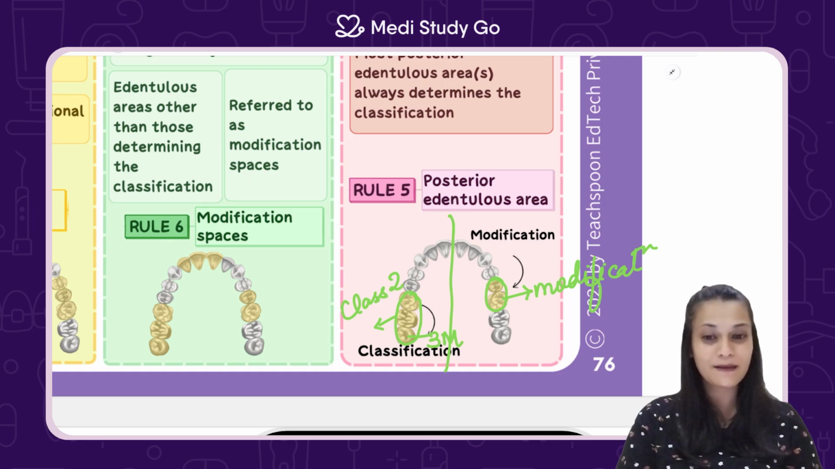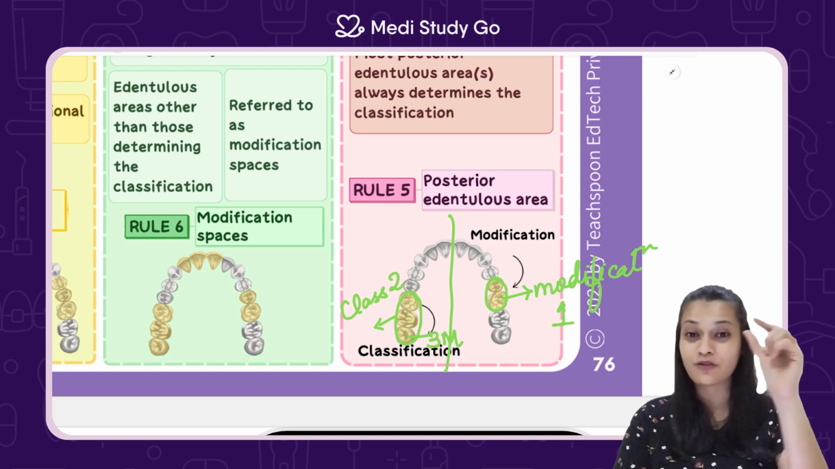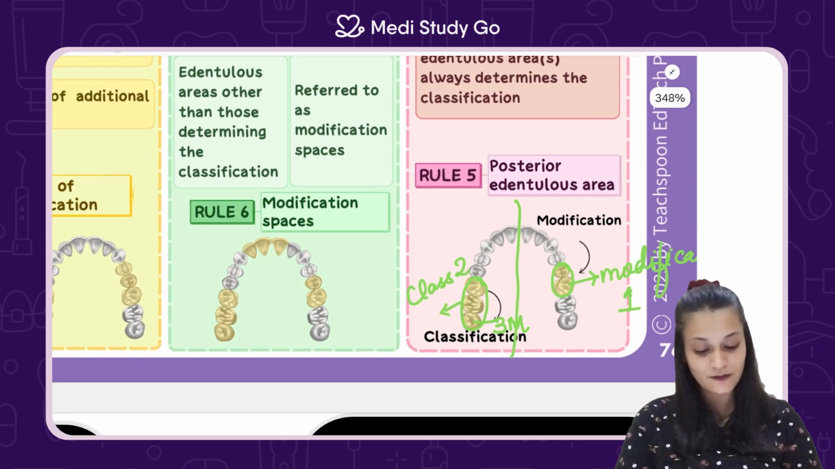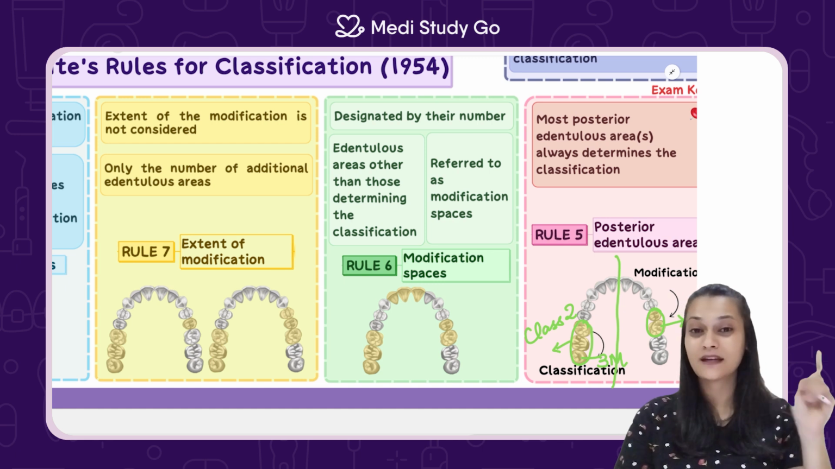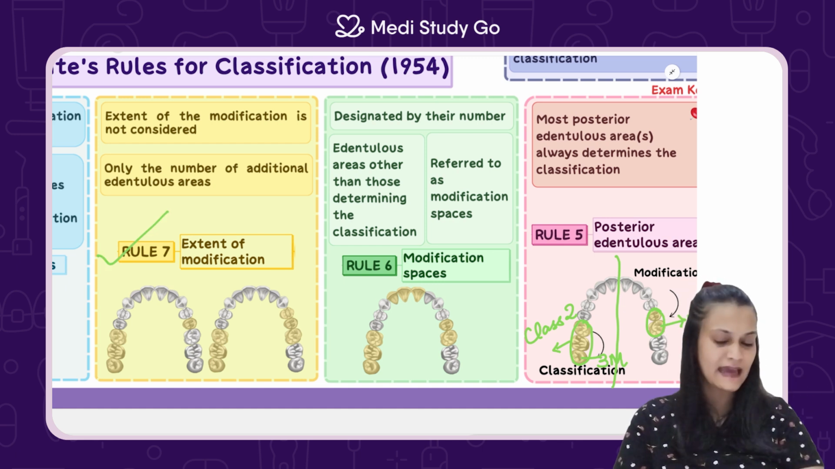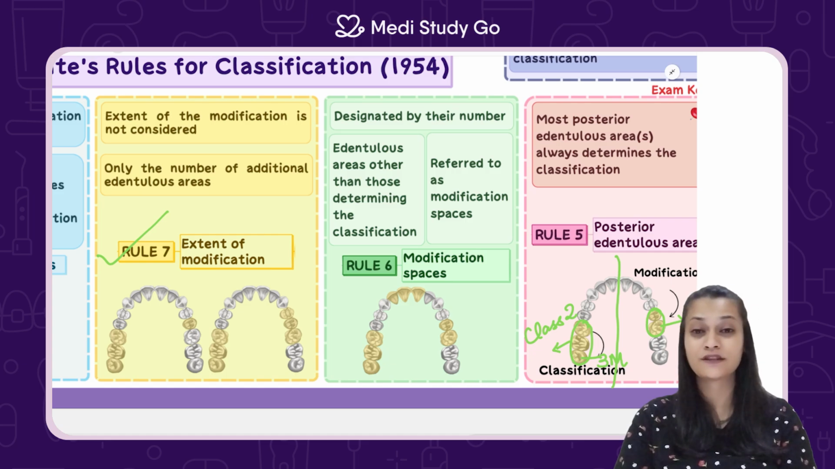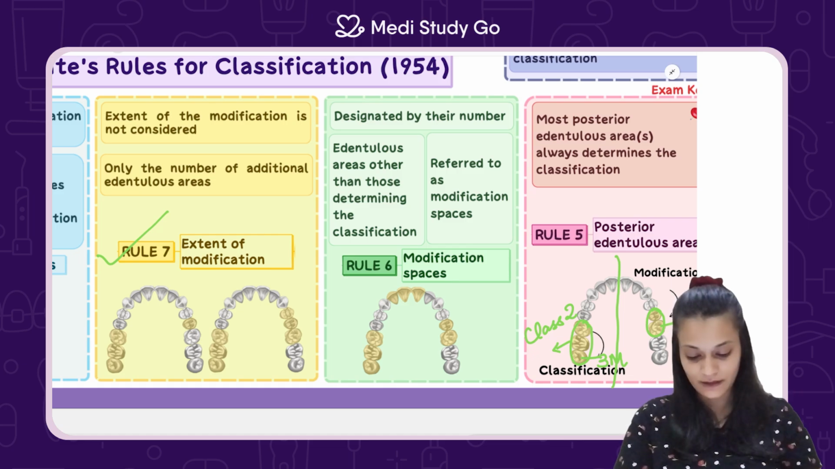How many modifications are present? 1. You don't count the number of teeth. You just count the number of spaces. So this is mod 1. So extent and not the number of teeth is rule number 7. Rule number 6 is anything apart from that used in classification space will be your modification space. And how many modification space will not be determined by number of missing teeth, just the number of missing space.